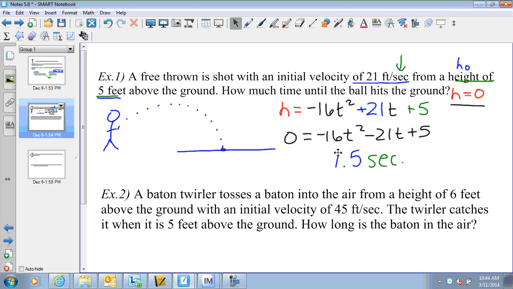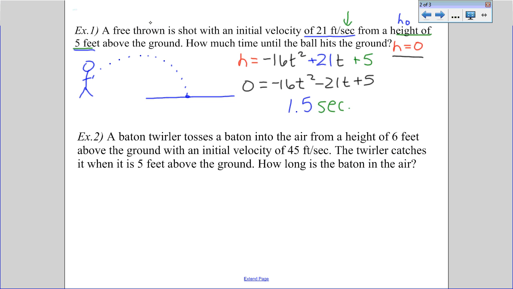All right, let's try another one. A baton twirler tosses a baton into the air from a height of 6 feet above the ground. That means 6 is our what? Our height, our h sub 0. That's the height that goes in the equation. With an initial velocity of 45 feet per second. So that's our v sub 0.